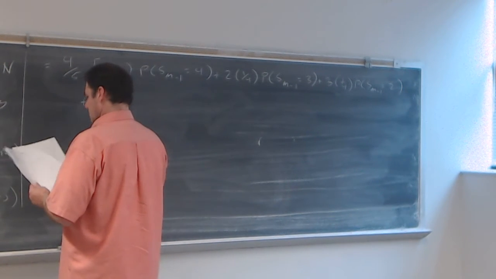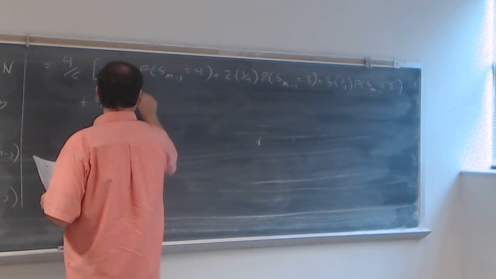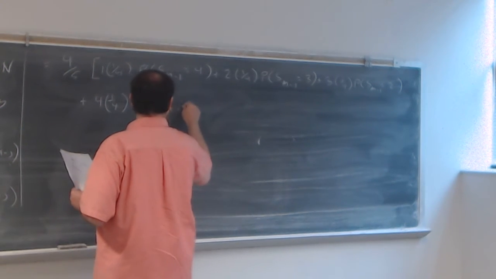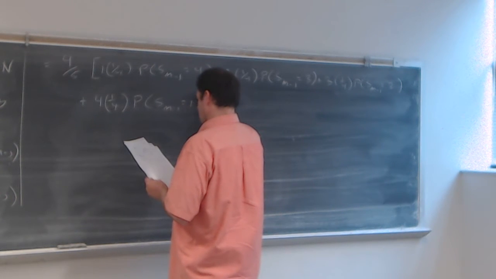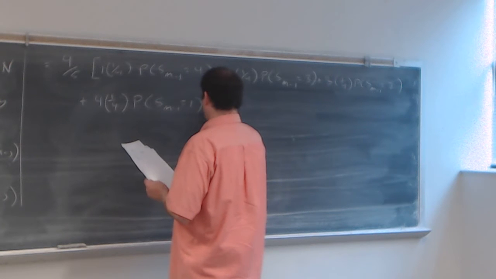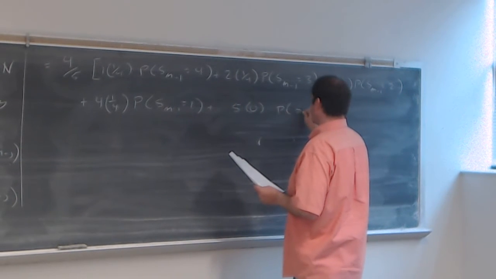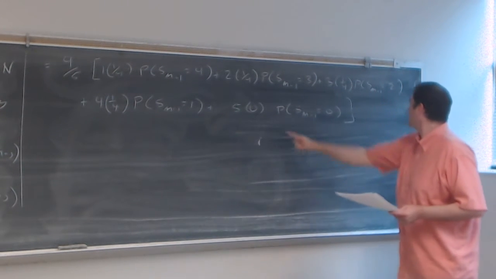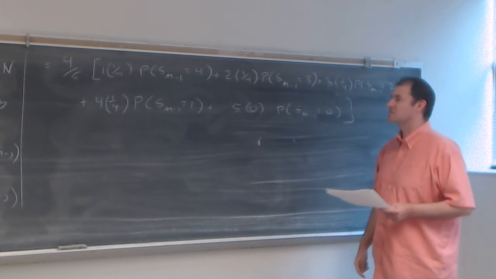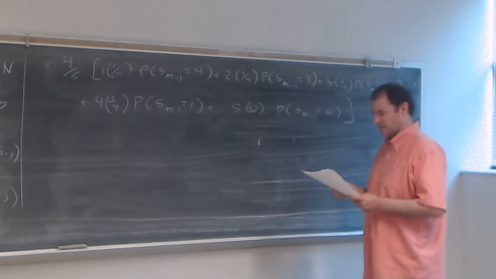Plus 4 times 1/4 times the probability that S_{m-1} is equal to 1. Okay. And then plus, here it would be 5 times 0 times the probability that S_{m-1} is equal to 0. And that's what it is. And I get 0 here because the probability that X_1 is equal to 5 is 0. Well, we're going to calculate this anyway.